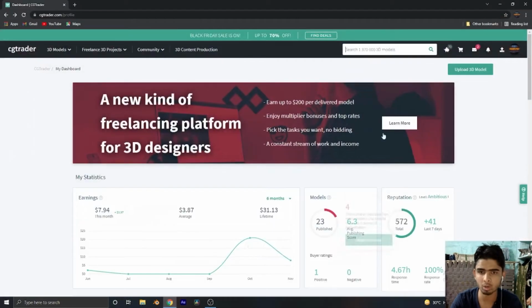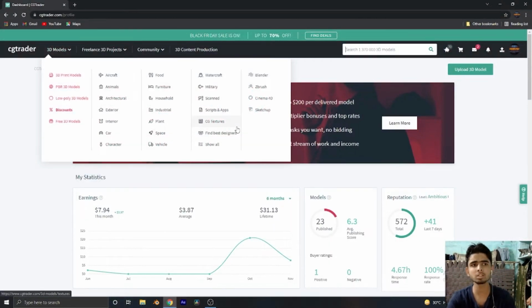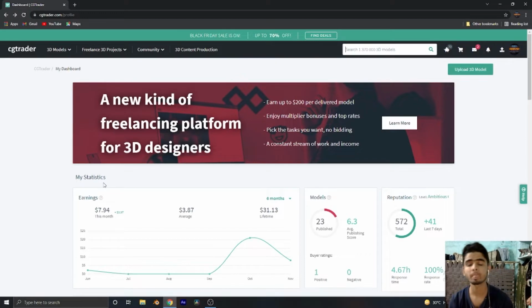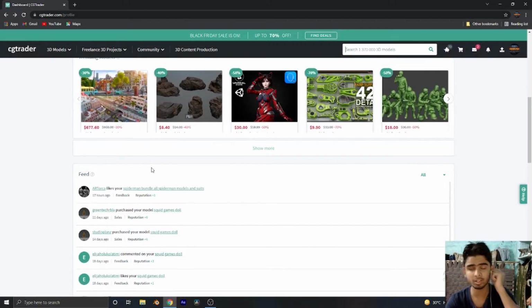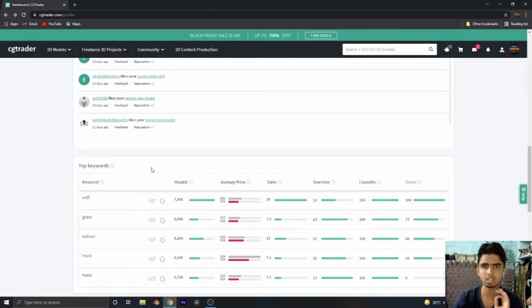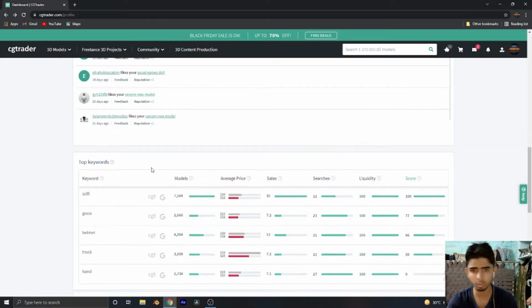I simply open my Chrome browser here, and you can see the first website, named CG Trader. CG Trader is a worldwide website, the most popular in the entire world. CG Trader provides the best royalty prices, the best model prices, and there are lots of 3D freelance projects here.